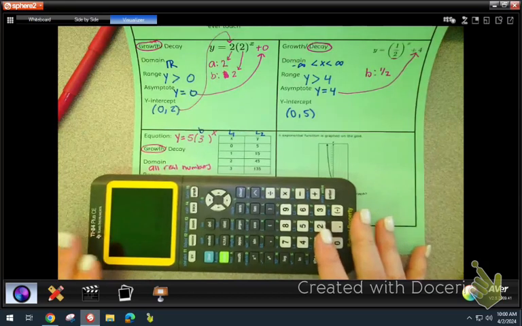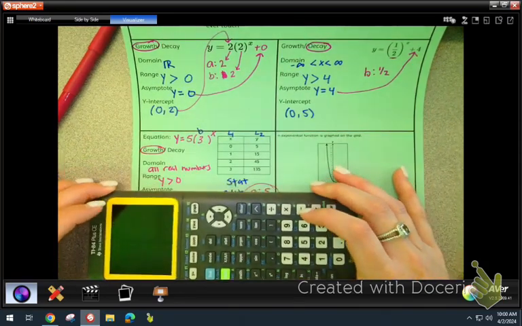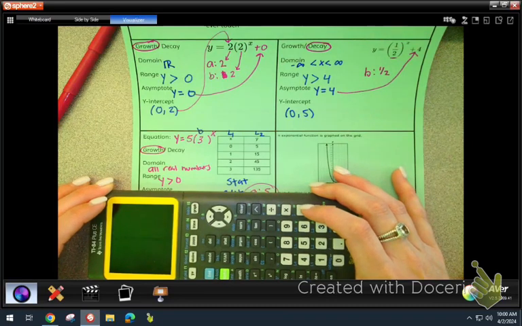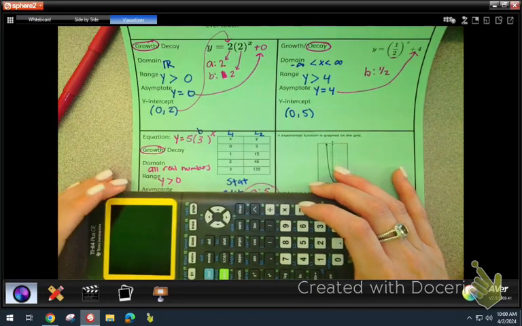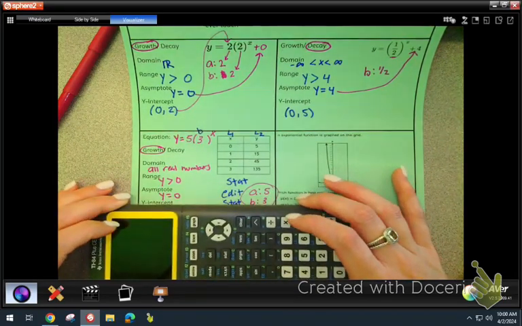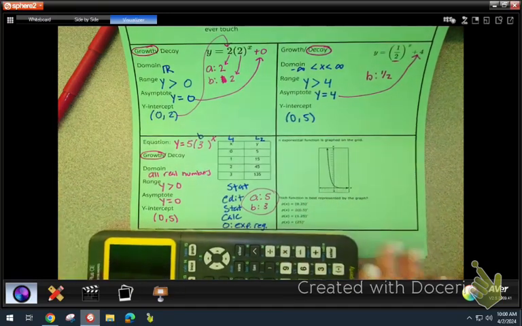What was your range? Y greater than 0. What was your asymptote, Jaden? Your asymptote on this problem? Y equals 0. Ariana, what's the y-intercept? 0, 5. Okay?